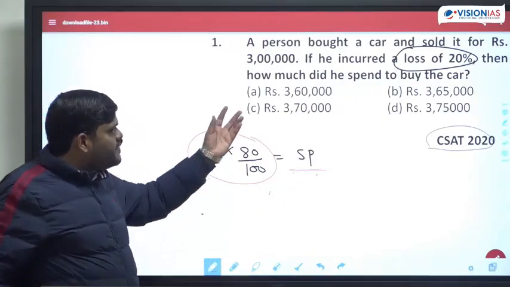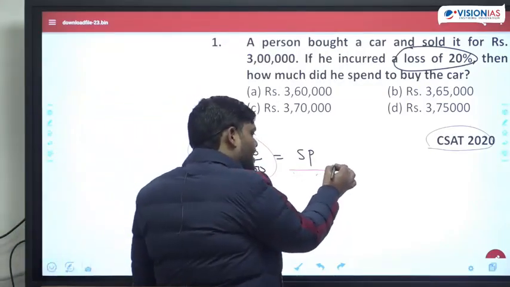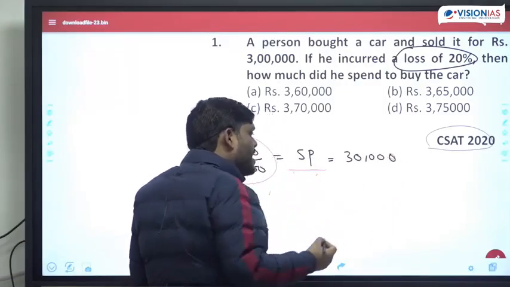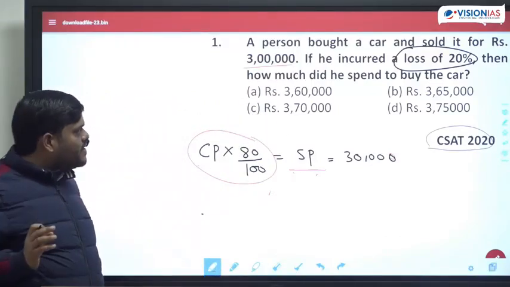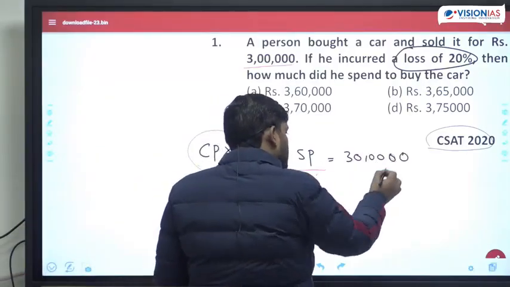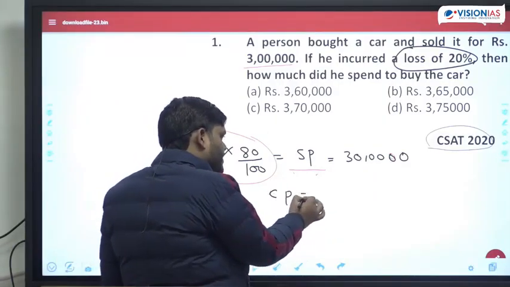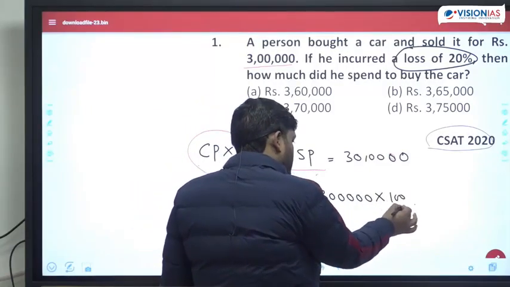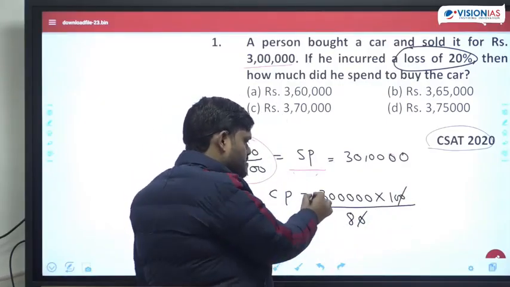Now what else information is given? A person bought a car and sold it for rupees 3 lakh. That means we have been given the SP as 3 lakh. And why SP as 3 lakh? Because he is selling the car at 3 lakh rupees. Are you getting my point or not? Okay. Now from here we can solve the problem. CP will be 3 lakh into 100 upon 80. Now you can solve this.